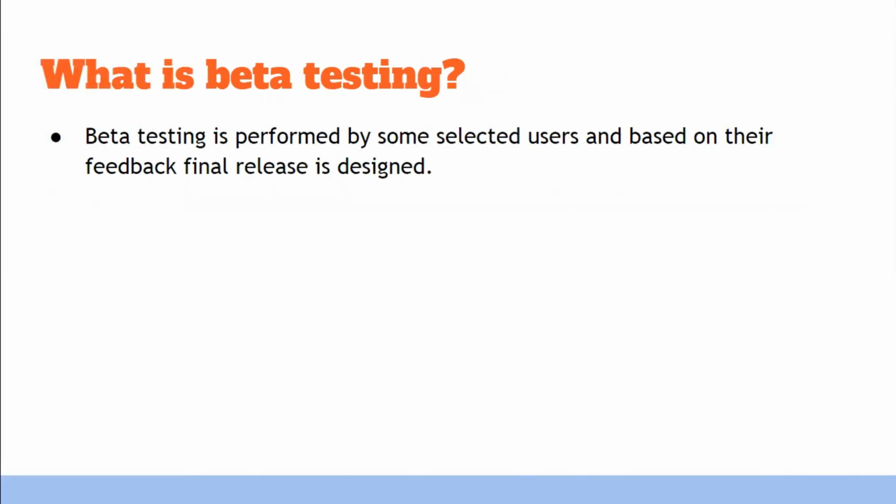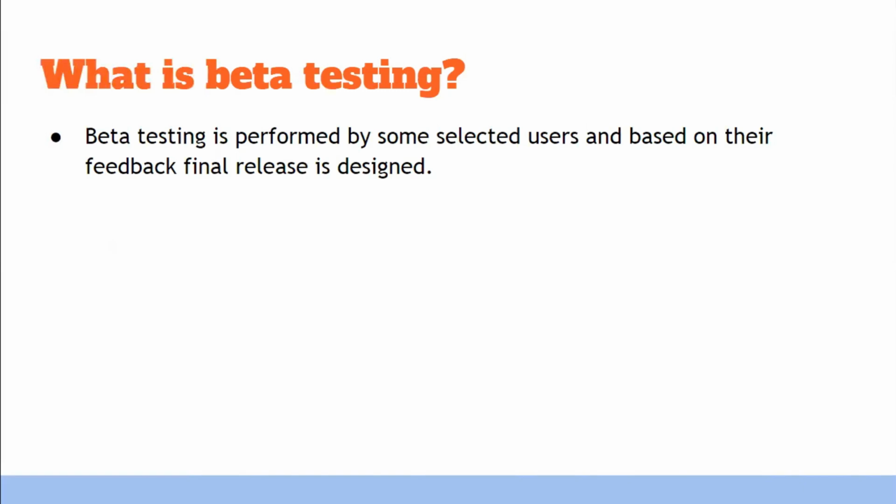Now, what is beta testing? Beta testing is performed by some selected users, and based on their feedback, the final release is designed. We have heard a lot about beta versions of various software, mobile applications, Android applications, and a lot more operating system applications also. A beta version is the one in which we give our product to some selected users, a small bunch of users. They will use it in day-to-day life and they will give you the feedback.